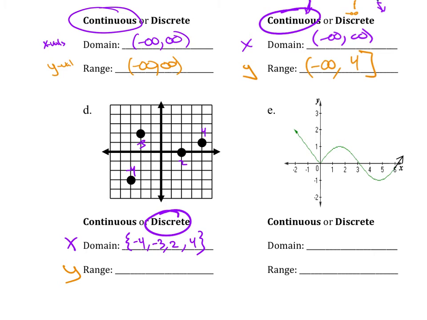I like to go left to right. And then top to bottom, what are the y values? Well, let's see. That's -3, that's 0, that's 1, and that's 2. All right, I'm looking at y values now. So I do that in order: -3, 0, 1, 2. And that's my range.